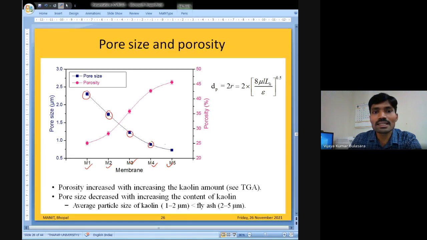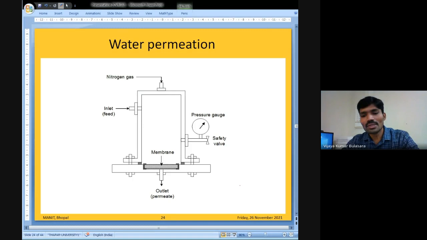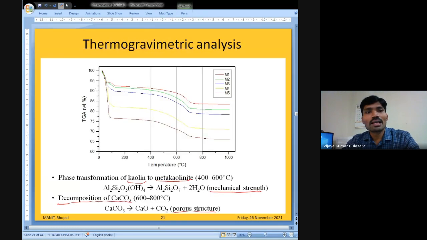Okay, as we are increasing the kaolin content in the membrane from M1 to M5, the pore size is decreasing and the porosity is increasing. Now we'll see that porosity increased with increasing kaolin content. In TGA, we observed the highest amount of total weight loss, starting from 100 to approximately 65. The difference is 35 weight %. So this much weight loss is observed in the case of the M5 membrane.